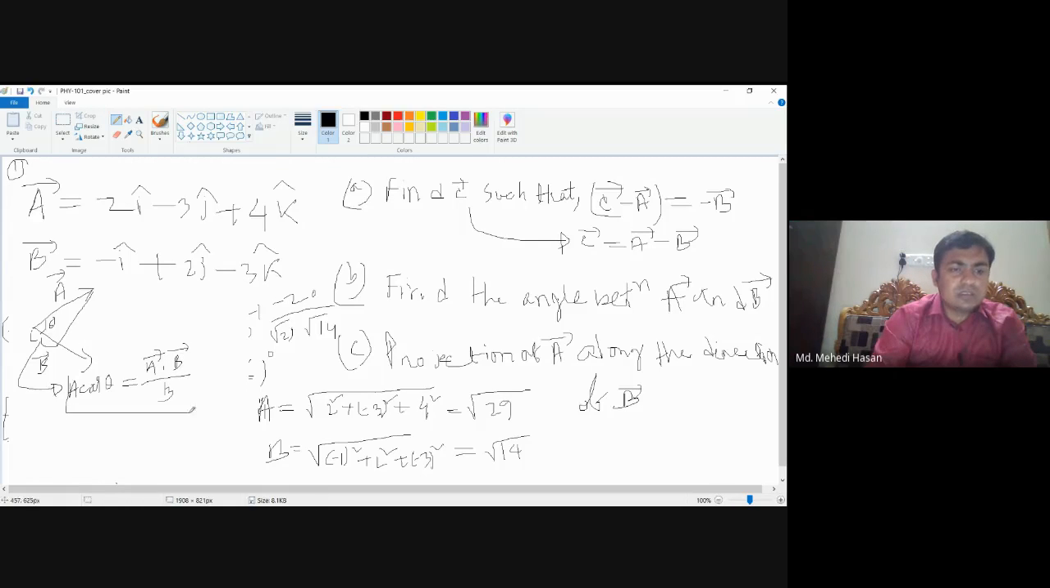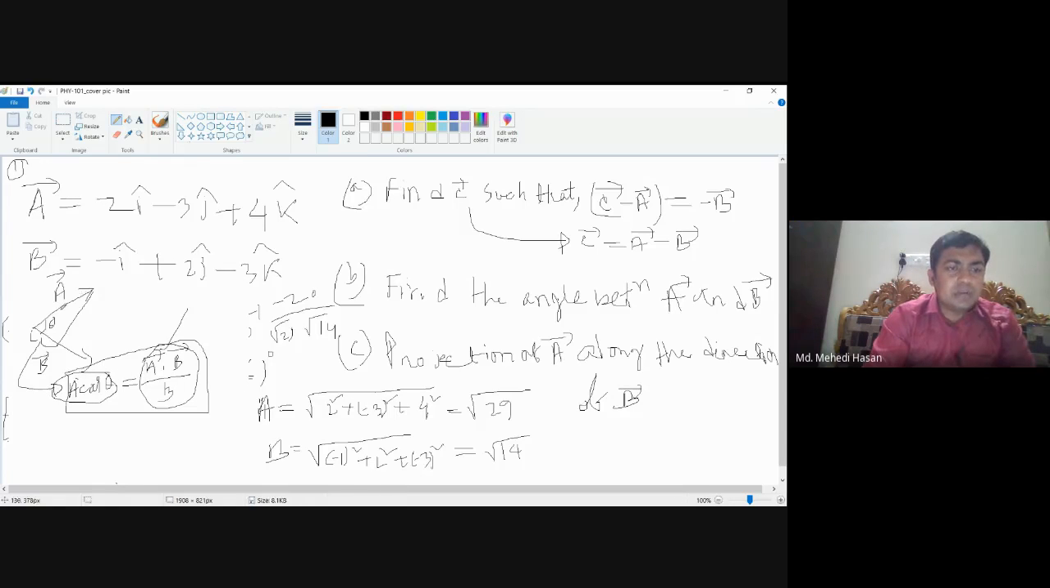So this is the formula to calculate the projection of A along the direction of B. So you can use this part. If you calculate A dot B divided by B, this is the projection of vector A along the direction of vector B, and this part is also the same.